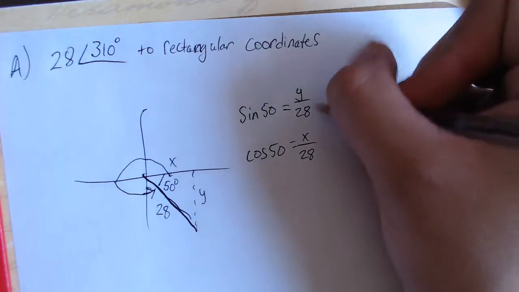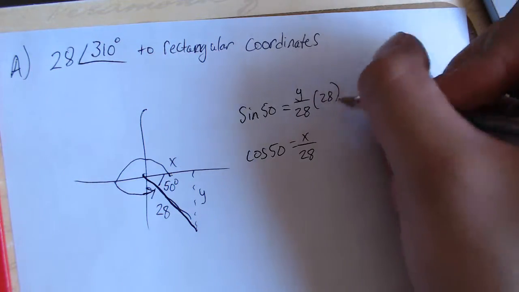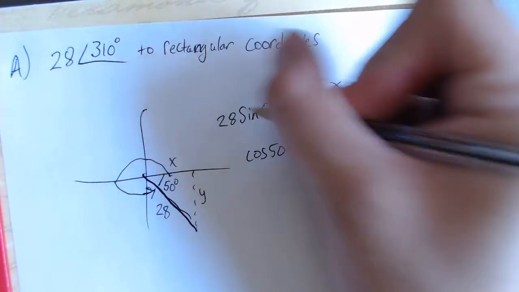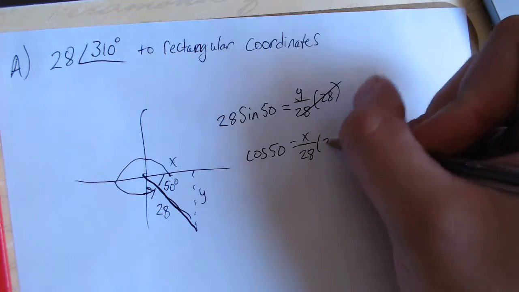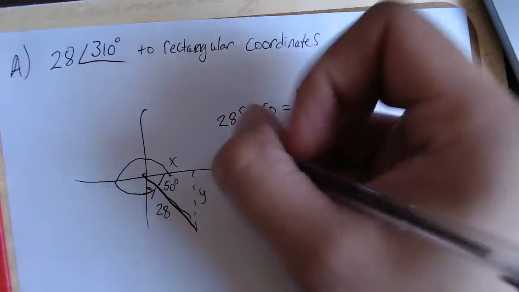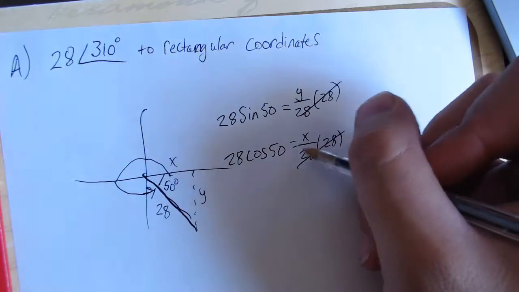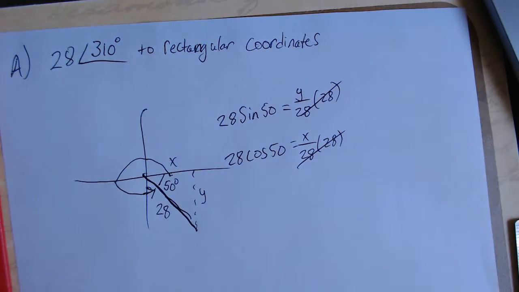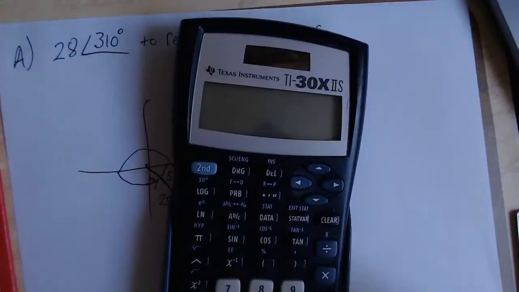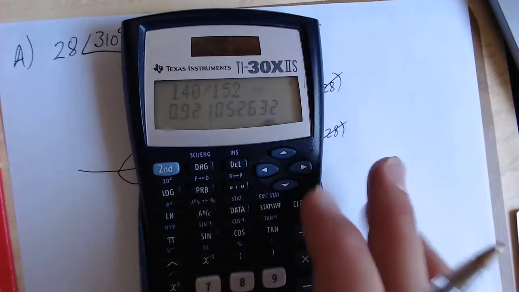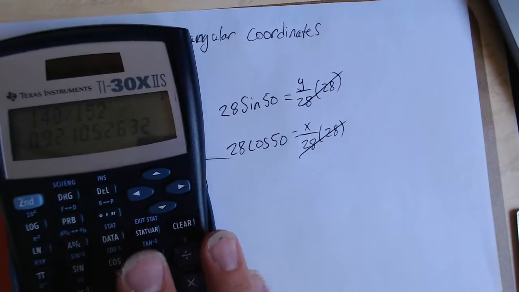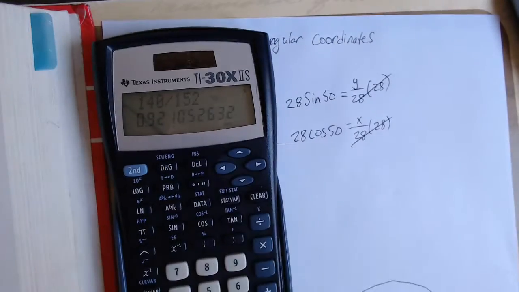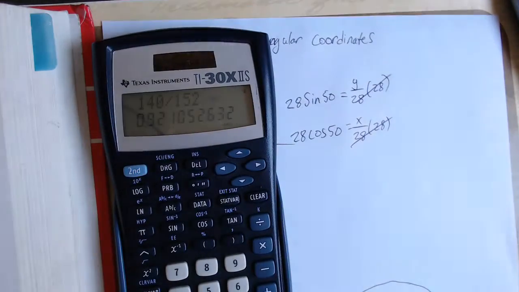Once we solve these, we multiply each one by 28. Those would cancel, and then we get 28 sine of 50 equals y. Here we multiply by 28 again, and we get 28 times cosine of 50 equals x. So from there we just go to our calculator, because this is a trigonometric problem, and we're going to type both of these in.